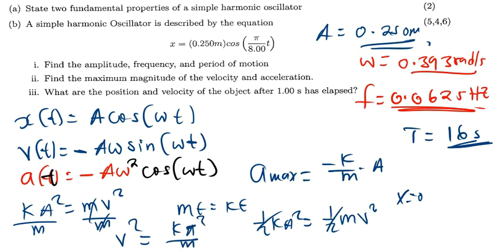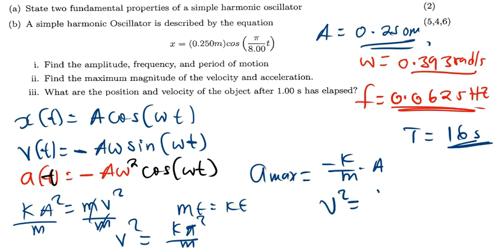If you're not able to remember the formula for the maximum velocity, I just need to derive it. But if you can remember, then that's okay. So I'll end up having v squared equal to k divided by m times a squared. I take the square root of both sides, I'll have the square root of k over m, then times a squared.